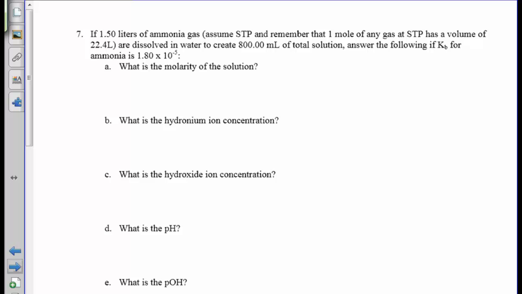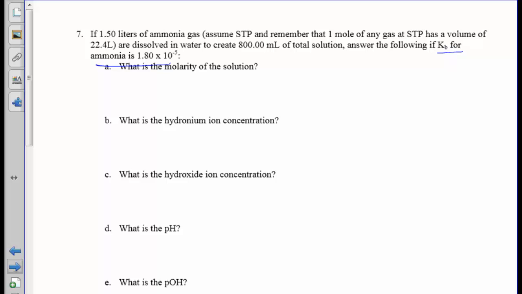Okay, moving on to number 7. In this problem, we are looking at dissolving ammonia gas into water, creating a solution that has a total volume of 800 milliliters, and we're given information about the Kb for ammonia. Now, I want to point out that strong acids and strong bases do not have Ka or Kb values. So if you're given a Ka or a Kb value, that should be an automatic sign for you to recognize that that is a weak acid or a weak base. So here I see a Kb given for ammonia, so I'm immediately thinking weak base.